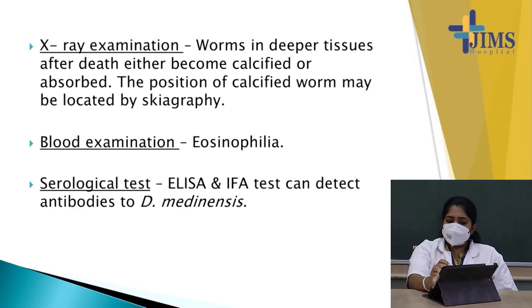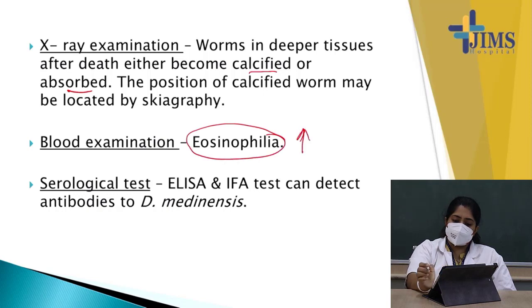X-ray examination can be done. Worms in deeper tissues after death may become calcified or absorbed, and the position of the calcified worm can be detected by the help of X-ray examination. Blood examination, you will find eosinophilia. Serological tests like ELISA, IFA test can detect antibodies to Dracunculus medinensis.